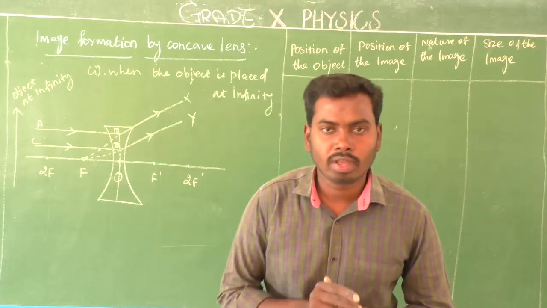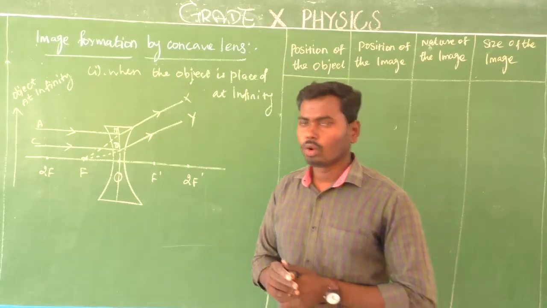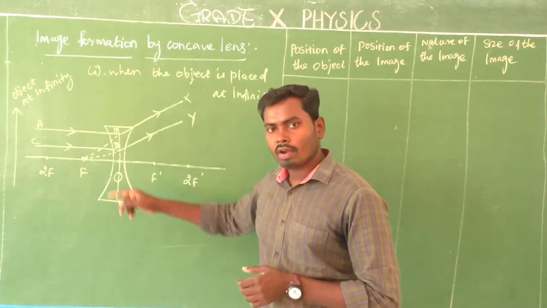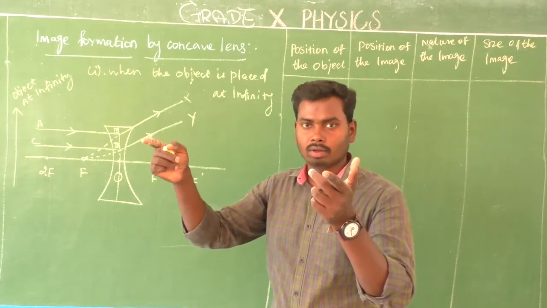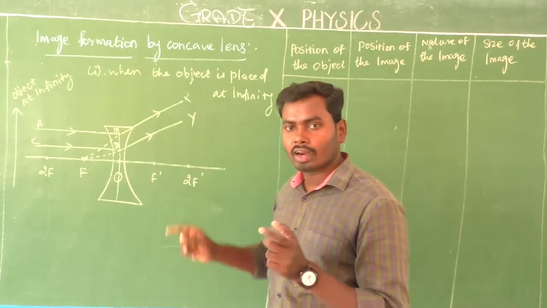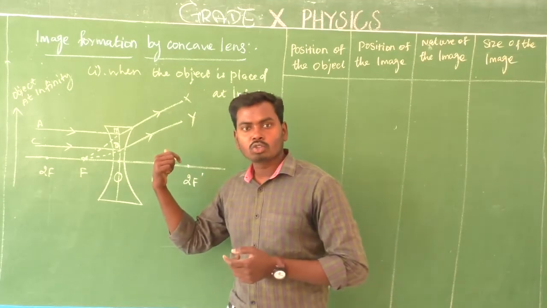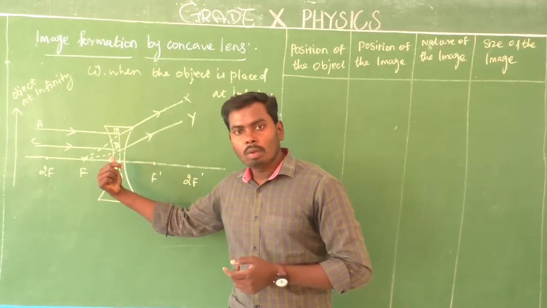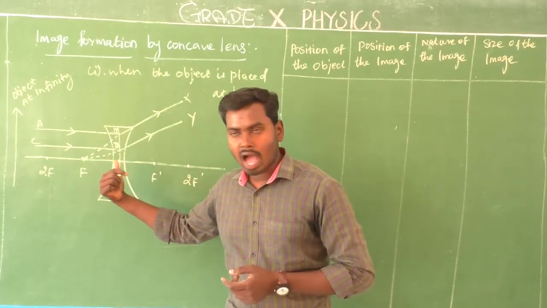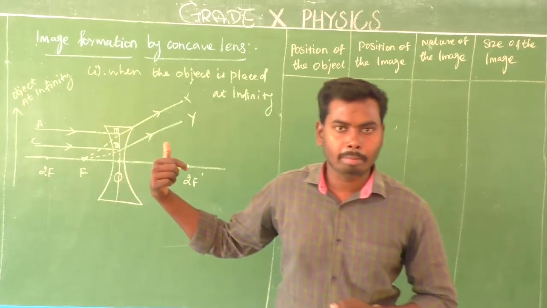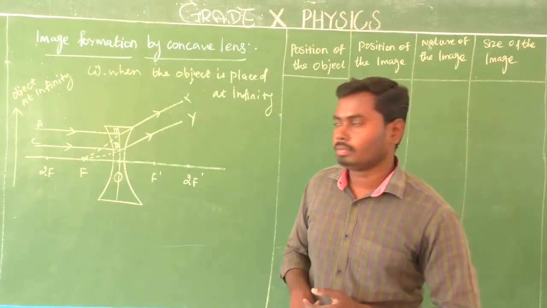This is a very important concept. Look here: the two refracted rays appear to meet at a single point, but they never actually intersect. Which means they never meet at a single point; they only appear to meet. So there will be image formation, but it is a virtual image, not a real image. Is it clear? Very simple.